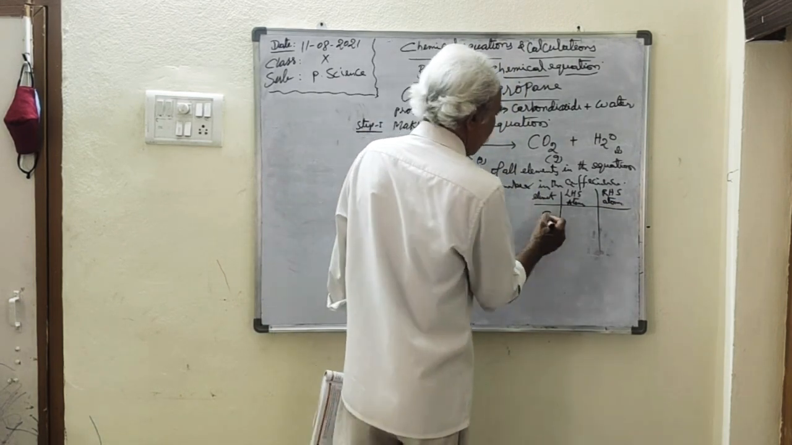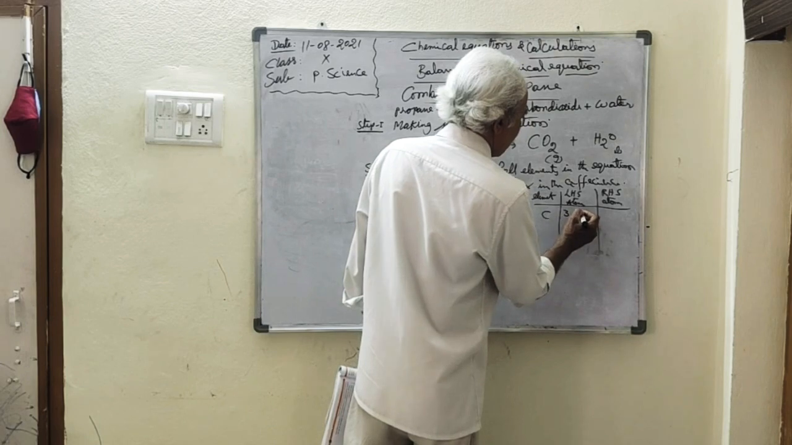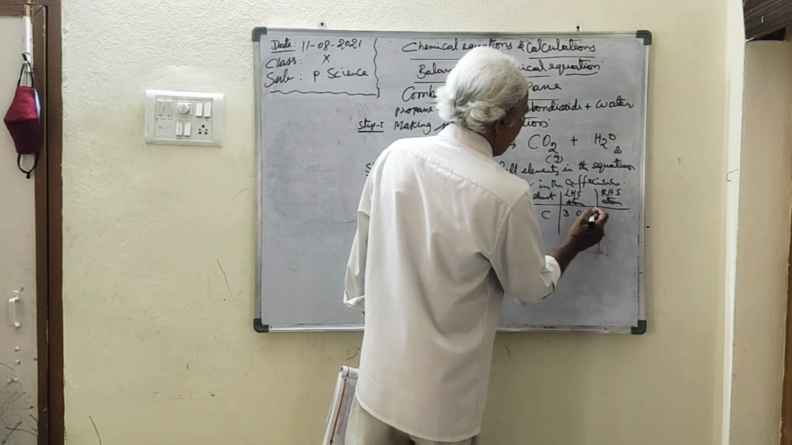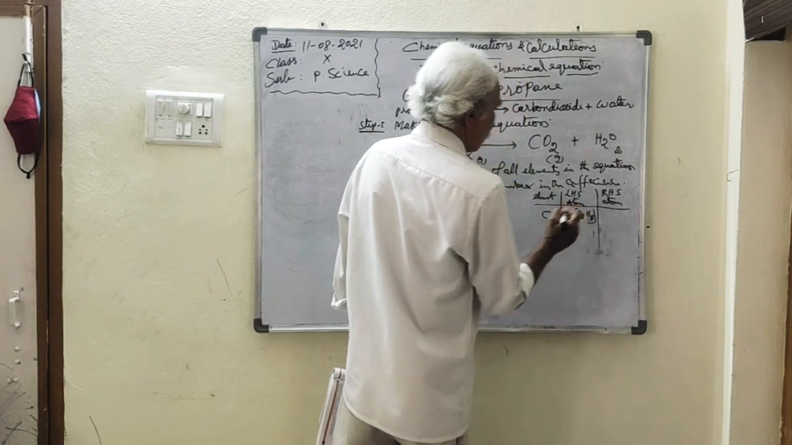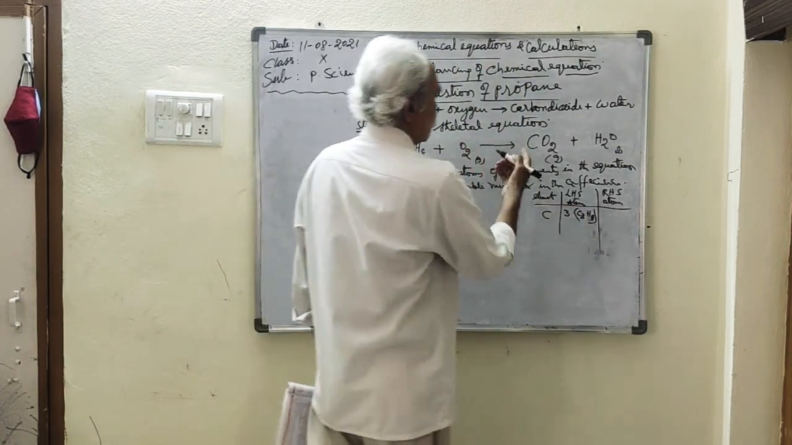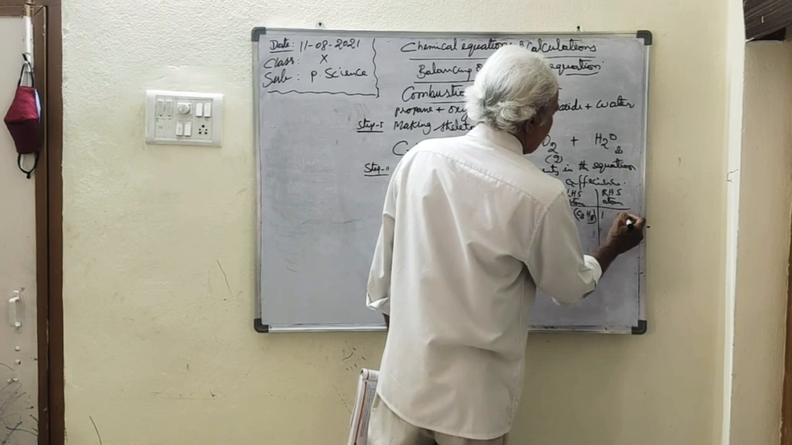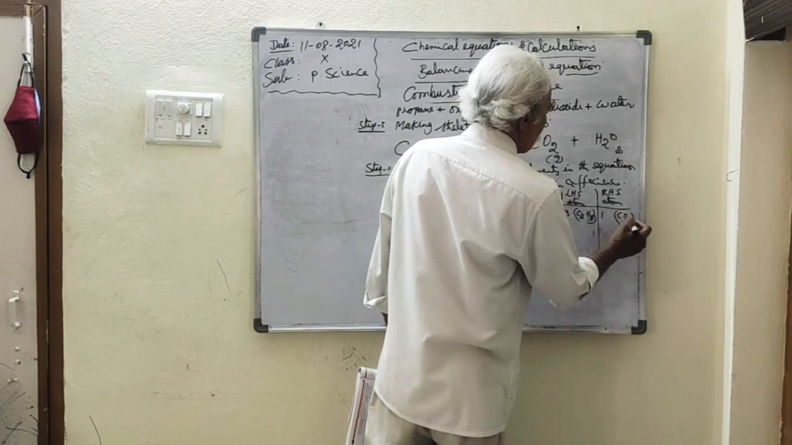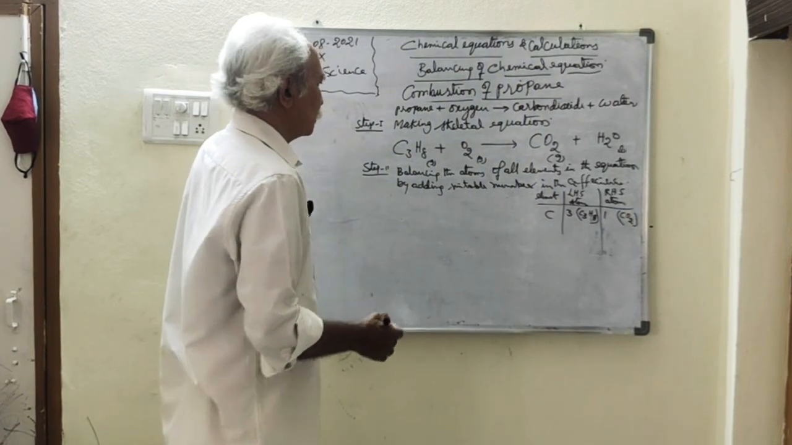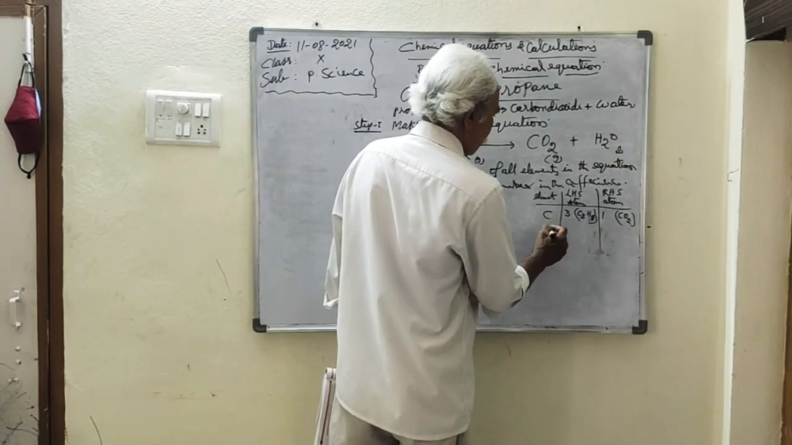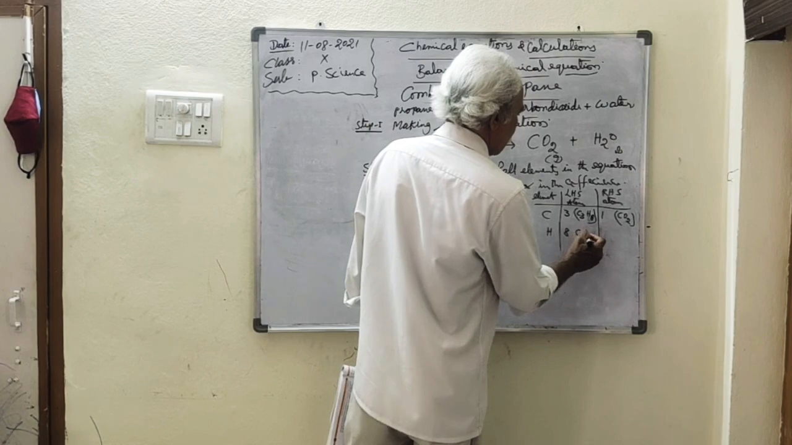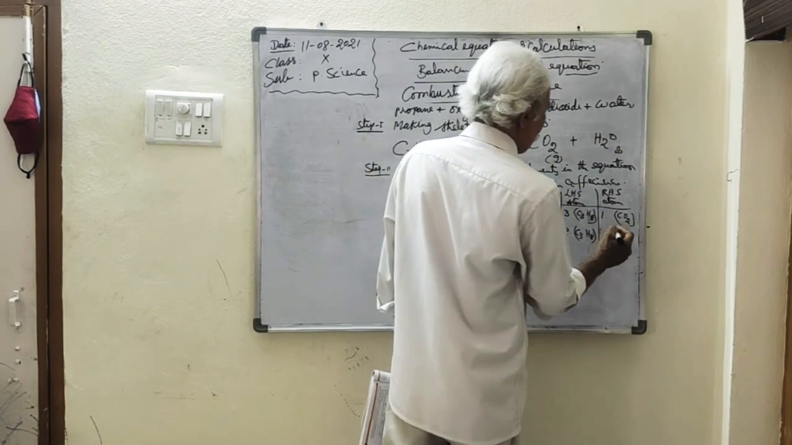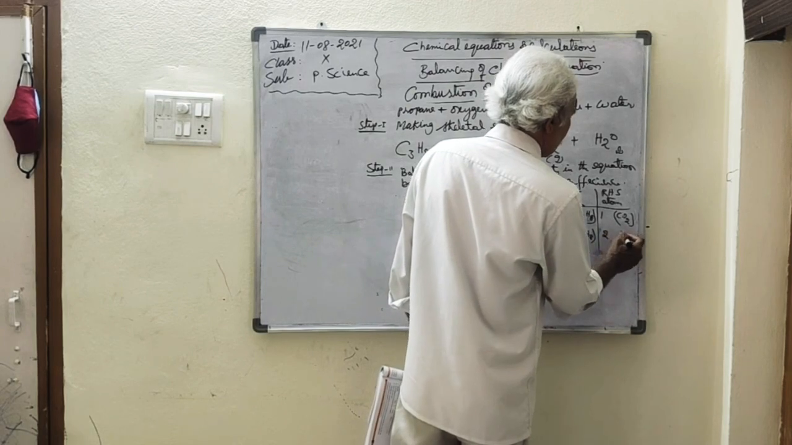First one is carbon. There are 3 atoms from C3H8. On the other side, only 1 carbon atom from CO2. So here carbon is not balanced. Second one, hydrogen. In C3H8, 8 atoms are there. In this case, only 2 atoms are present from H2O.